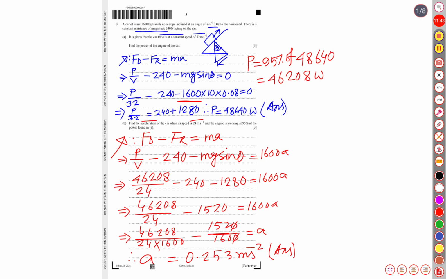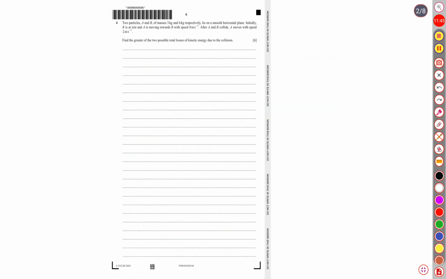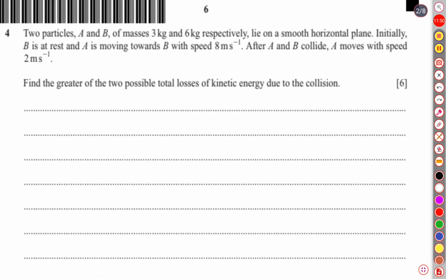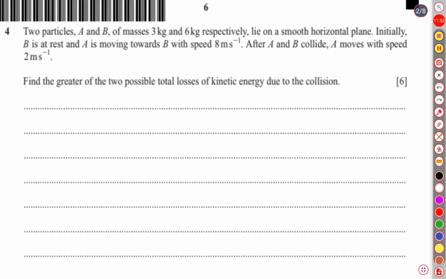Well, the next question is over here. The next question says, two particles A and B of masses 3 kg and 6 kg respectively lie on a smooth horizontal plane. Initially B is at rest, A is moving towards B with speed 8 meter per second. After A and B collide, A moves with speed 2 meter per second. Find the greater of the two possible total losses of kinetic energy due to the collision.